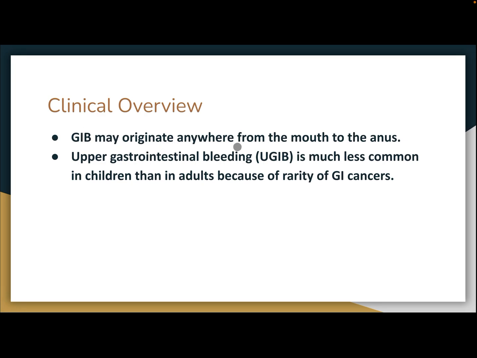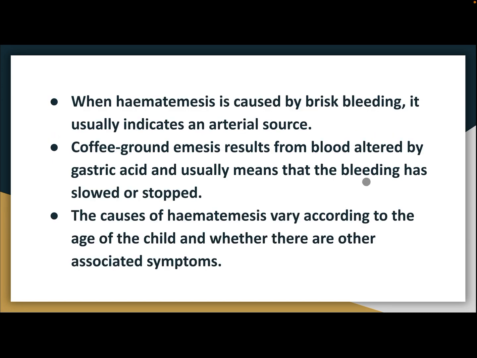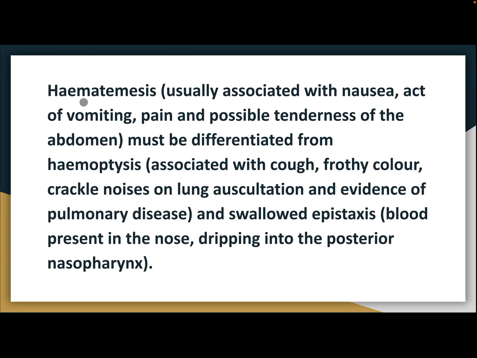Clinical overview. GIT bleeding may originate anywhere from the mouth to the anus. Upper gastrointestinal bleeding is much less common in children than in adults because of the rarity of GI cancer. When hematemesis is caused by brisk bleeding, it usually indicates an arterial source. Coffee ground emesis results from blood altered by gastric acid and usually means that the bleeding has slowed or stopped. The causes of hematemesis vary according to the age of the child and whether there are other associated symptoms.